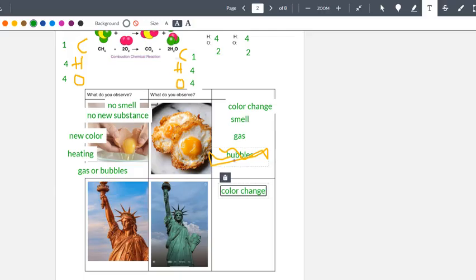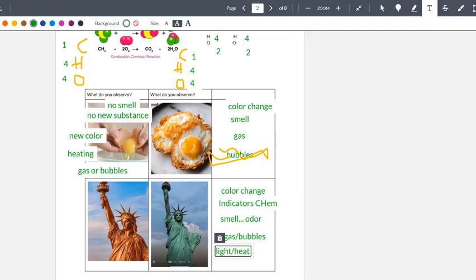To recap, indicators of a chemical change, indicators of a chemical reaction are smell. Another word they use is odor. Then we have gas or bubbles, light or heat given off. There is a very small amount of heat given off of the Statue of Liberty.